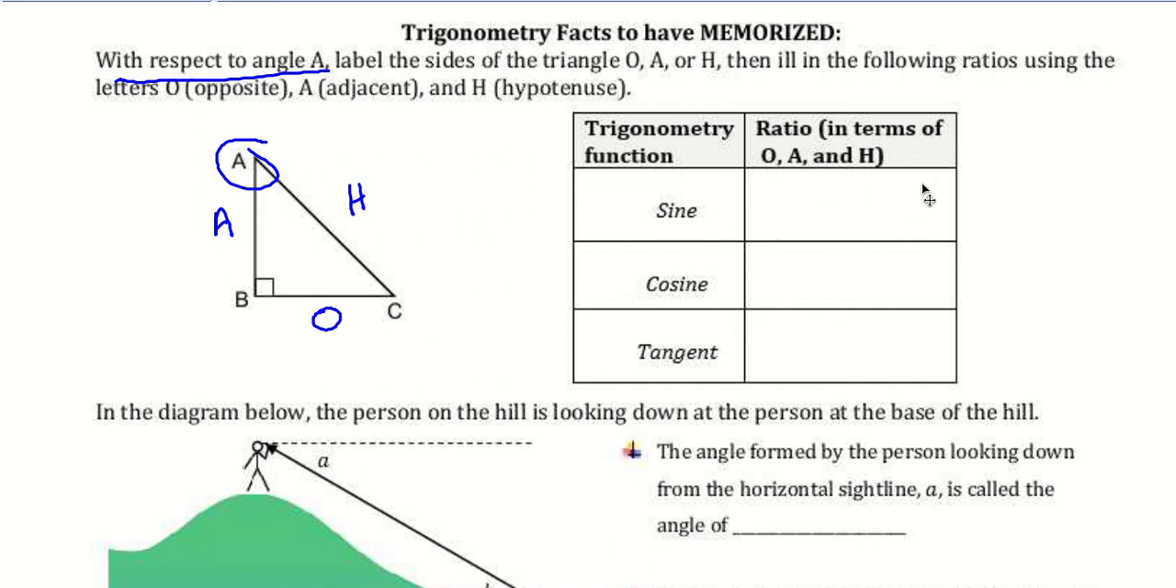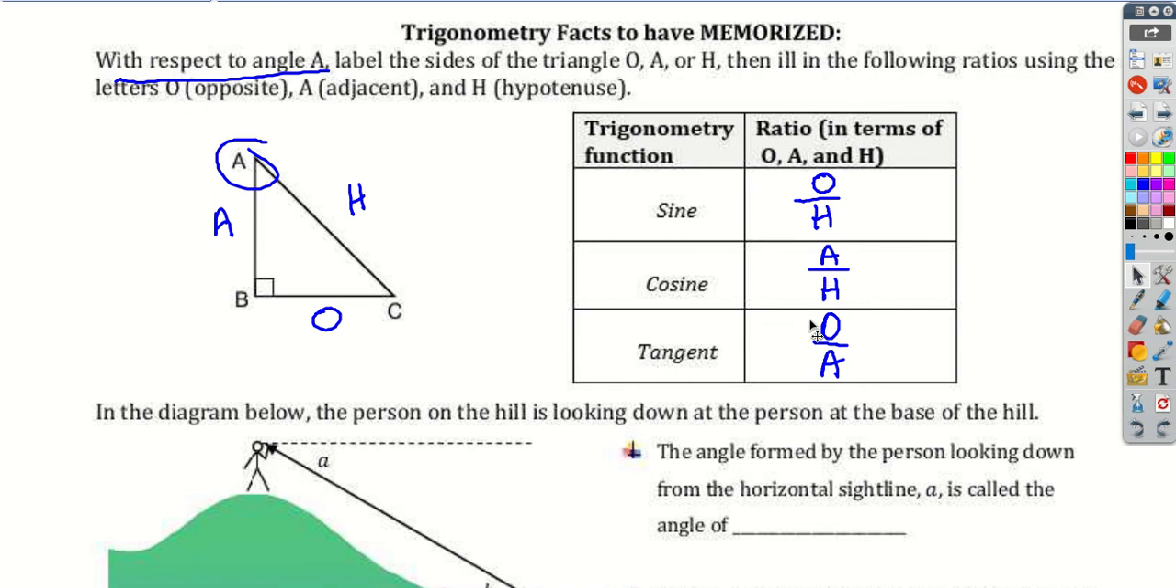So remember, sine is the ratio of O over H. Cosine is A over H. And tangent is O over A. Okay, so remember those ratios and then how to label our triangle.